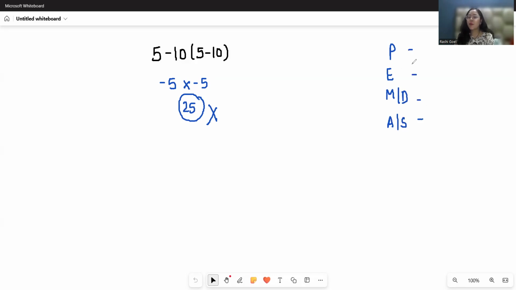Here P stands for parenthesis if given. Yes, this has the bracket. First you have to solve the parenthesis, then exponent, then multiplication and division, both have the same priority. Just solve them from left to right.